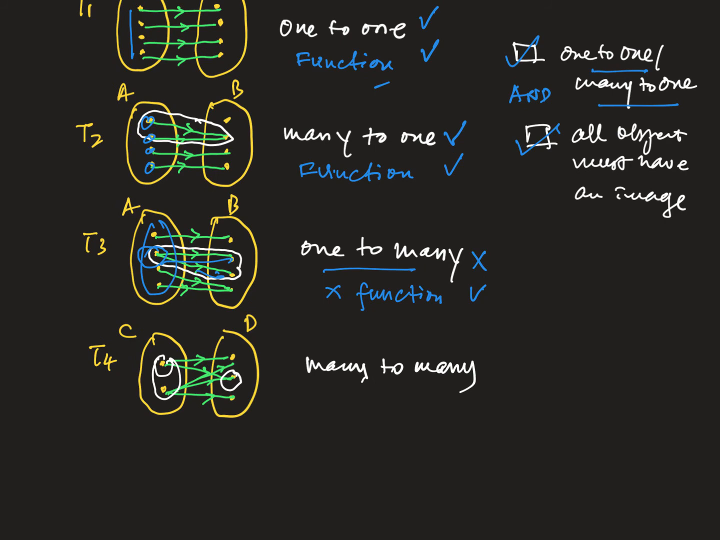So this one we have many to many. For this relationship, it is not 1 to 1 or many to 1. This is many to many. Naturally, it doesn't fulfill the first condition, and the second condition is fulfilled, that all have an image. There's no problem. But it has to fulfill two conditions, so it is not a function.